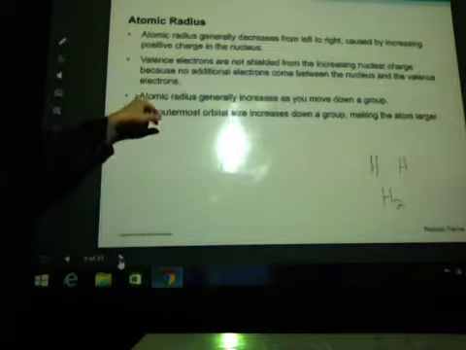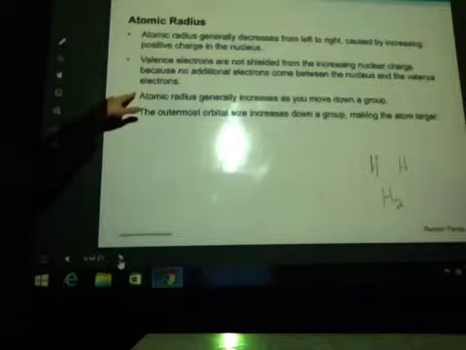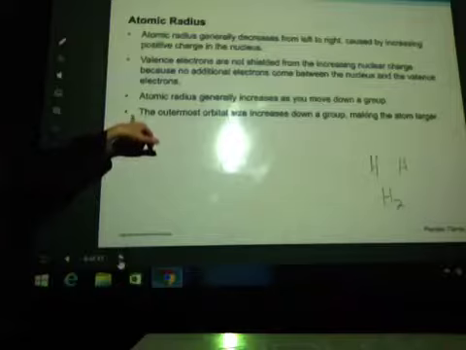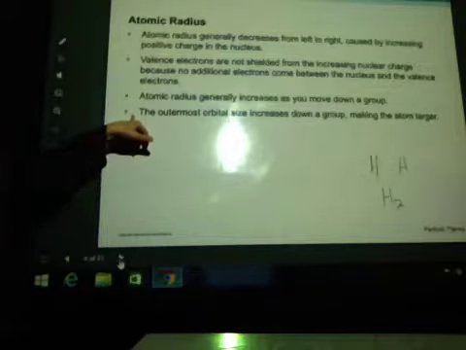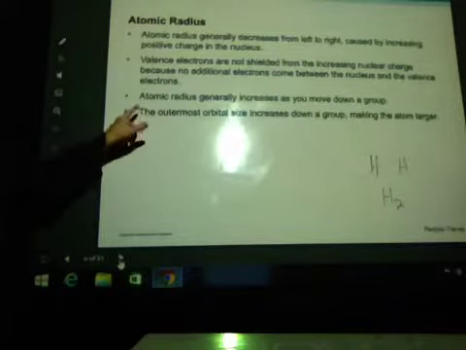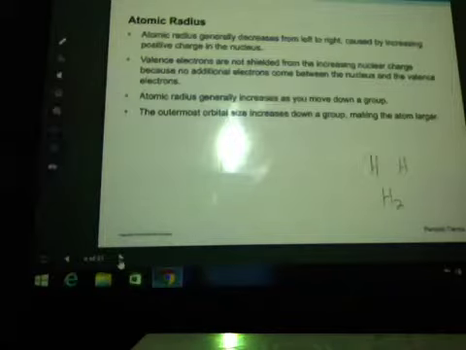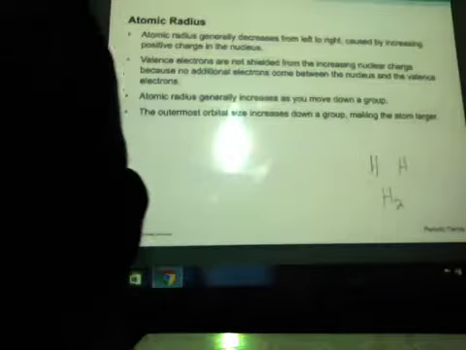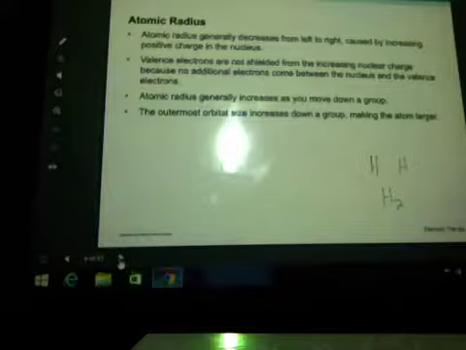Atomic radius generally increases as you move down a group. This is the easiest one, and it will make the most sense to you. The outermost orbital size increases down a group, making the atom larger, which is kind of the why part for this.